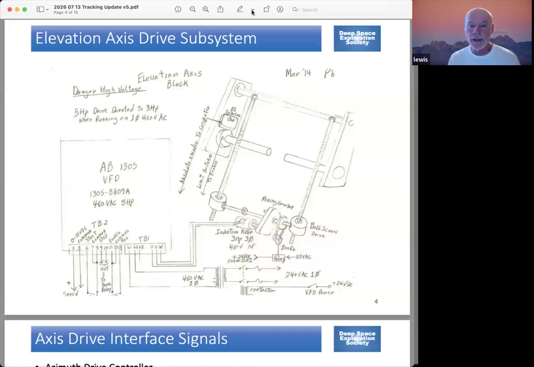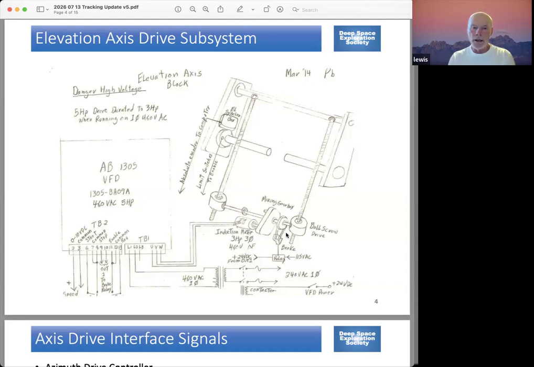The elevation axis also has a brake on it, and it is controlled by the VFD. And of course, if you lose power, it'll also trip. The VFD is similar to the azimuth Copley in that it ramps changes in rotation rate up and down, and it also ramps down the motor rate before firing the brake. So in that sense, it's very similar to the azimuth.